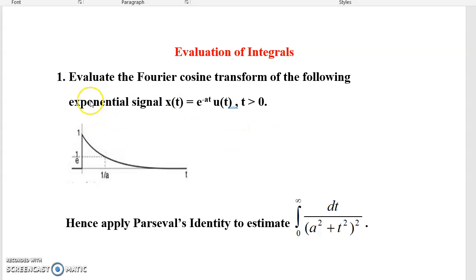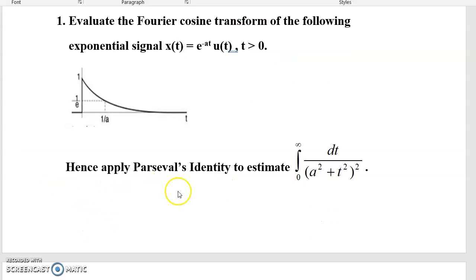Look at the first one. Evaluate the Fourier cosine transform of the following exponential signal x of t equals e power minus at into u of t, for a time t greater than 0. So this is an exponential signal they have given. For this we need to evaluate the Fourier cosine transform, and hence we have to apply Parseval's identity to evaluate a specific integral like this: integral 0 to infinity dt by (a square plus t square) the whole square.